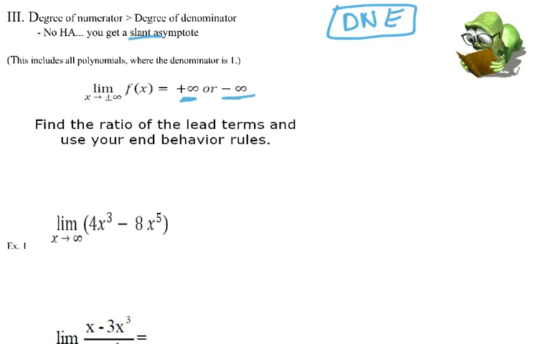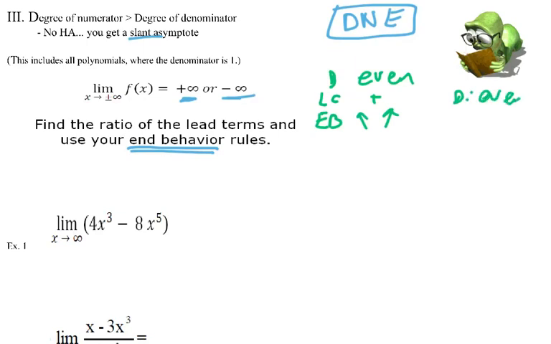Now, for these questions, you're going to use our end behavior rules that we learned back when we were dealing with polynomials. So just a recap of those end behavior rules. We had to compare the degree and the leading coefficient in order to find the end behavior. So, if we had an even degree and your leading coefficient was positive, that means your end behavior was up and up. All right, if your degree was even and your leading coefficient was negative, that means your end behavior would go down and down.